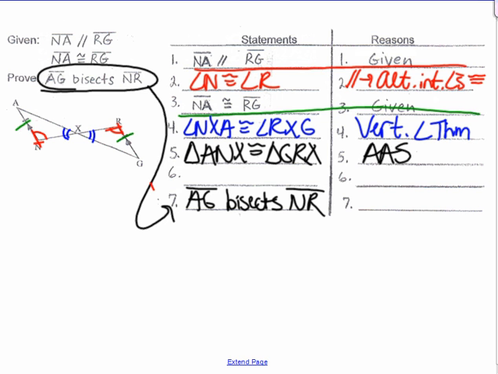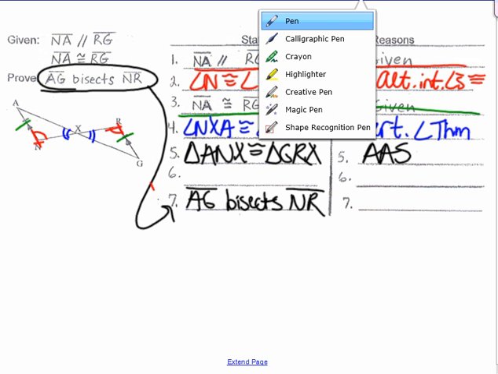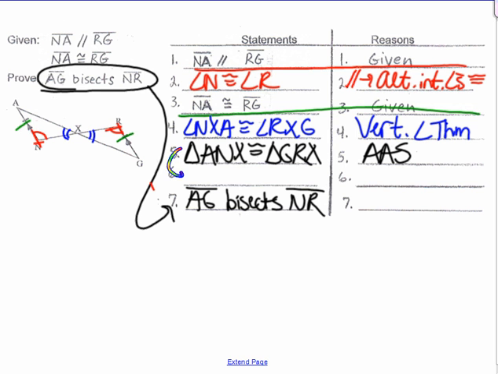Now this is kind of different from the other ones because usually we ended with CPCTC. This one we're not. Now CPCTC almost always follows triangles being congruent. Okay, so it always follows this. But it's not always last. And that's a mistake people make. So what I'm going to have to do is look at what I need to prove. So the definition of CPCTC is that corresponding parts of congruent triangles are congruent. So I've proven the triangles congruent. But what I want to prove in this proof is that AG bisects NR.